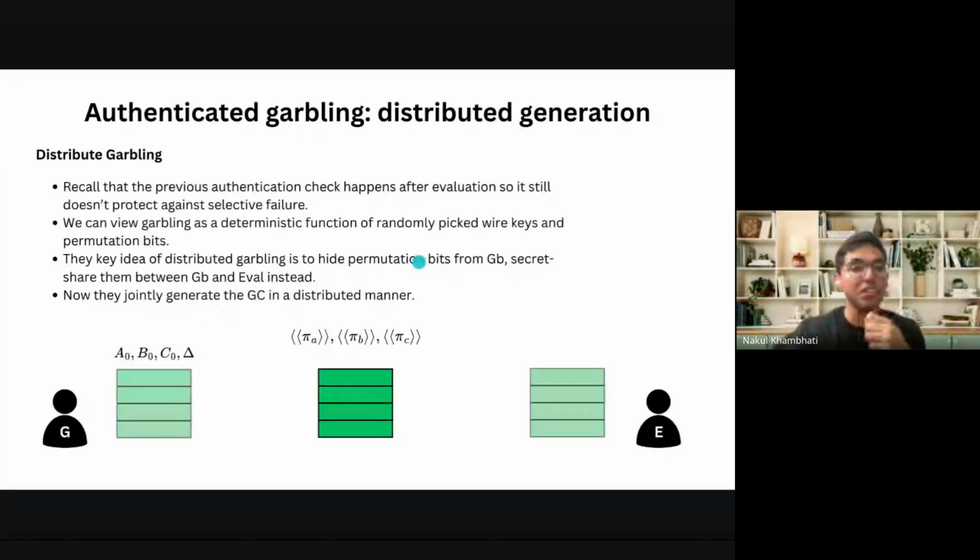Instead, you secret share these permutation bits as well between the garbler and the evaluator, and then they jointly generate the garbled circuit in a distributed manner. So there's a lot of details here that are interesting to work out, but skipping over them for right now. What this achieves is that now the garbler, even if he garbles certain rows incorrectly, and the evaluator fails at any point, if she aborts on the 3rd row, without knowing that permutation bit, the garbler can't deduce what underlying value this corresponded to.